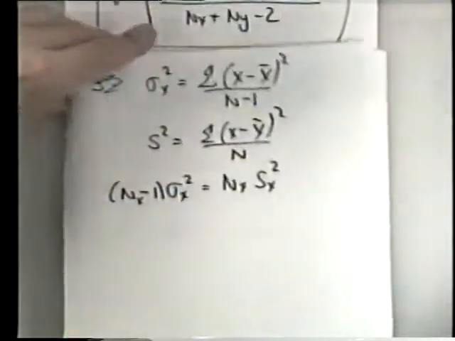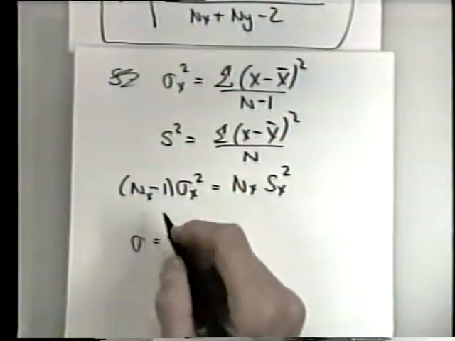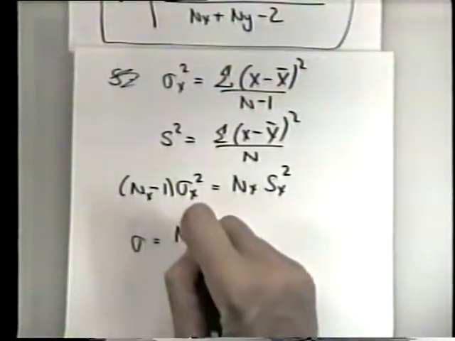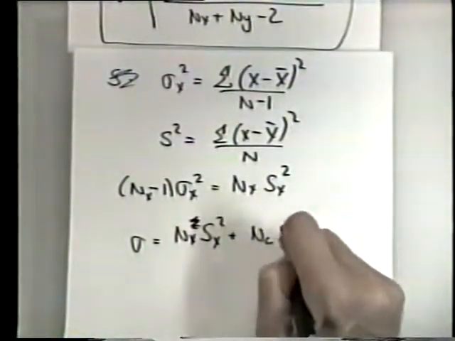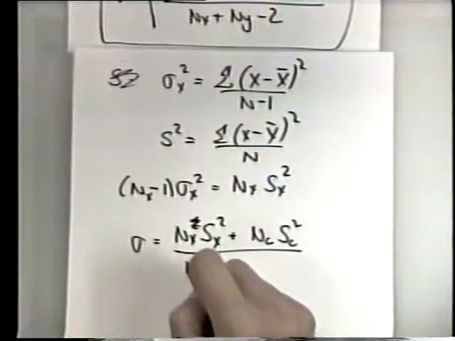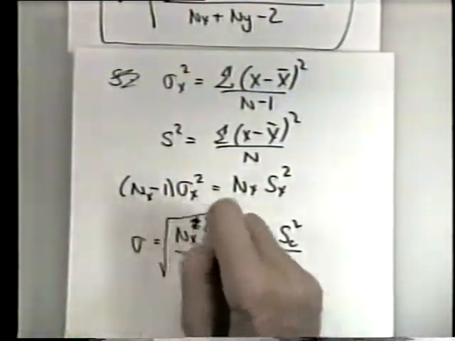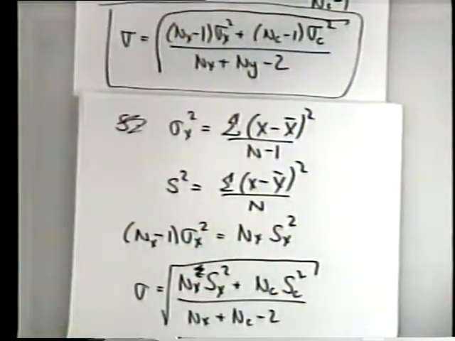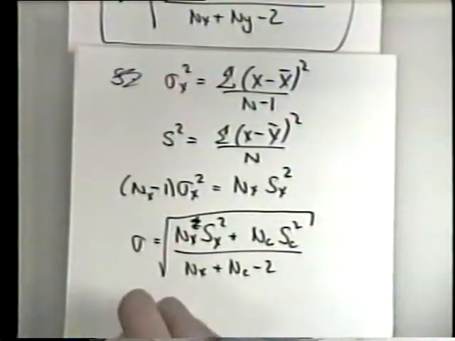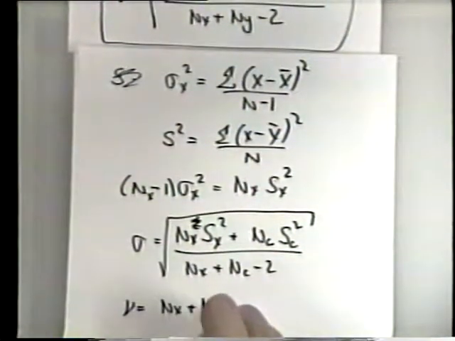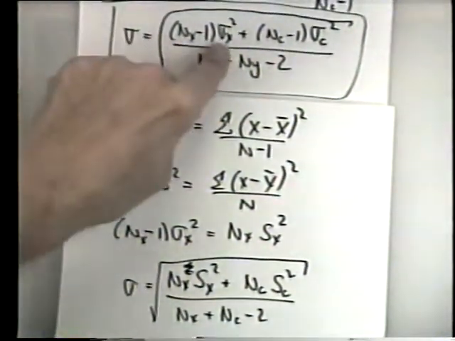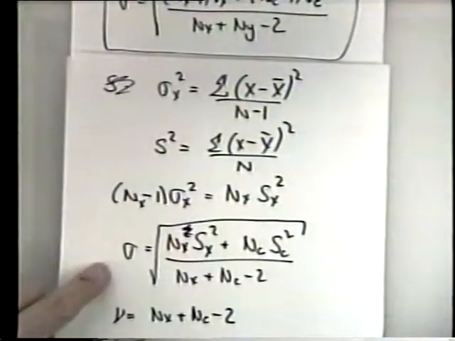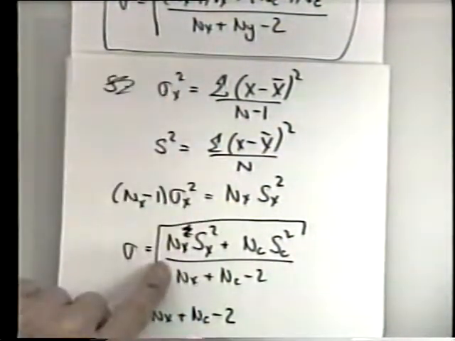We can rewrite this in terms of what we actually get from the data, which is nx times sx squared plus nc sc squared, divided by nx plus nc minus 2. So this changes some of the numbers up here. It kills off the n minus 1s. And then the number of degrees of freedom is still nx plus nc minus 2. Because where I left things up here was that these sigmas come from the population, which we don't evaluate directly from the data. So this is the formula that we use to directly evaluate things from the data.